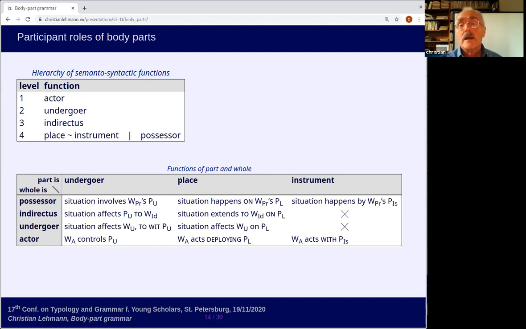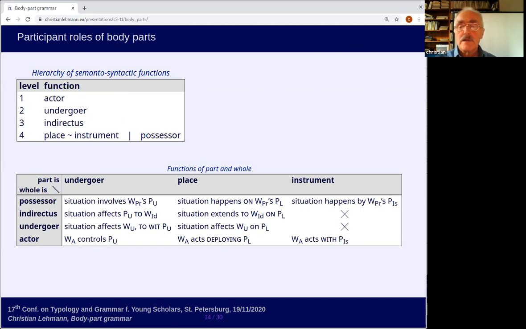In order to understand the grammatical treatment of W and P in different configurations, two linguistic hierarchies have to be presupposed. The empathy hierarchy, which we saw before, and a hierarchy of argument functions. This diagram here comprises semantosyntactic functions of the status of macro roles, like actor, undergoer, indirectus, and place on the same level of instrument. And finally, the possessor.